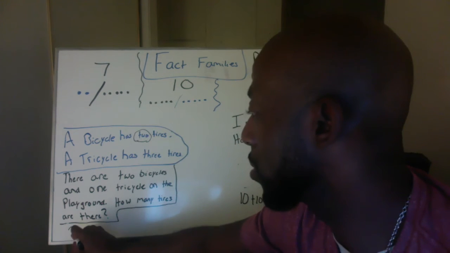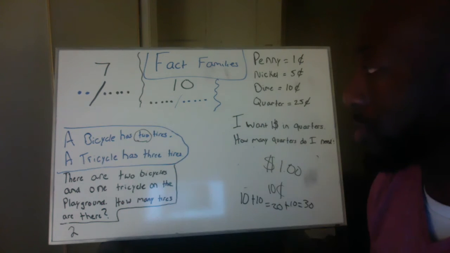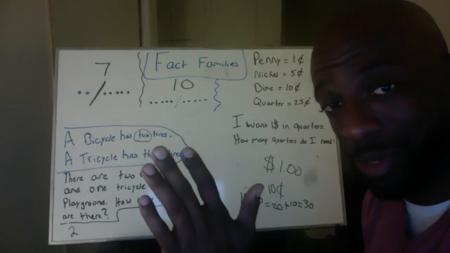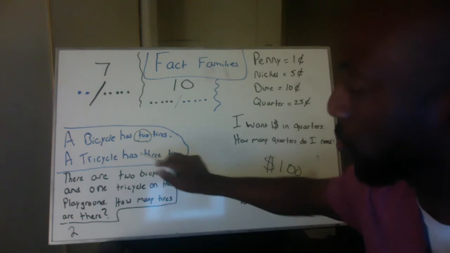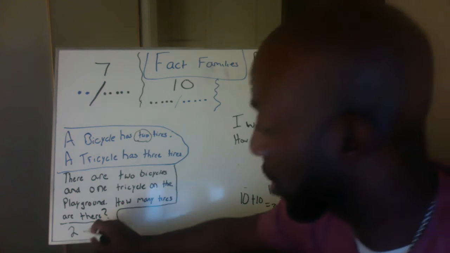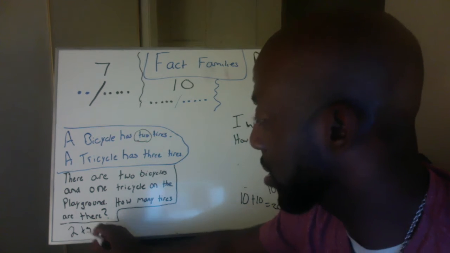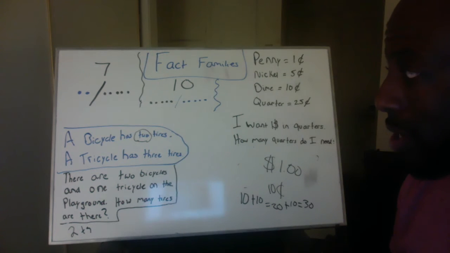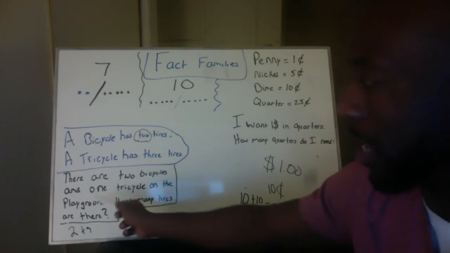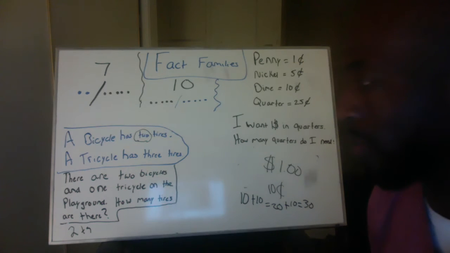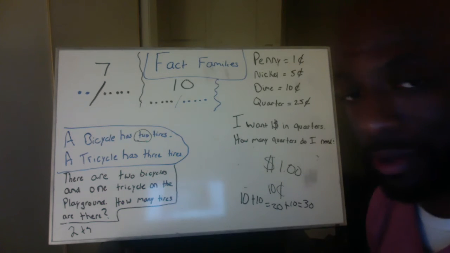We have 2. A tricycle. Anybody know what a tricycle is? You ever rode one? Yeah, I remember those. A tricycle has 3 tires. Ooh, so a tricycle has 3 tires. Those are the information there. Now let's look at the problem. It says there are 2 bicycles and 1 tricycle on the playground. How many tires are there?